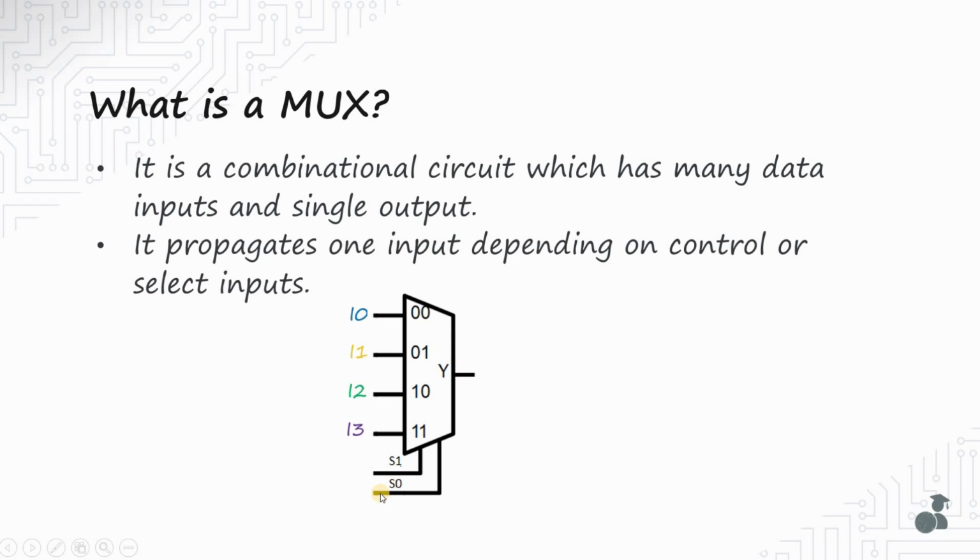Let us consider the data inputs to be I0, I1, I2, and I3. And initially, let the select lines be 0 and 0. So when S1 and S0 are 0, the data at 00, that is I0, is propagated to output Y. So Y is equal to I0 when S1 is 0 and S0 is 0. So S1 bar, S0 bar, I0.